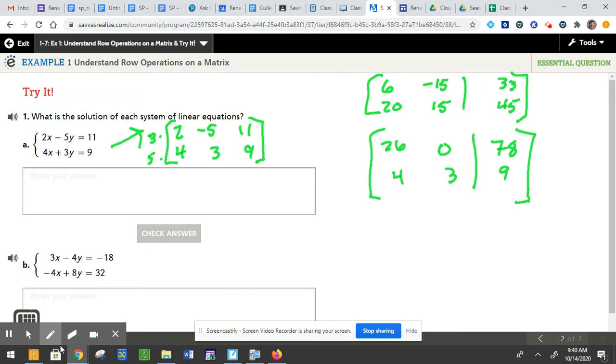Then I'm going to take that first line and just divide that by 26. I guess it makes sense if I put the divide before it, right? So 26 divided by 26 is 1. That was our goal, try to get 1 in that spot. 0, and then 78 divided by 26 is 3. Kind of worked out nice. All right, and then I still have 4, 3, 9 here.